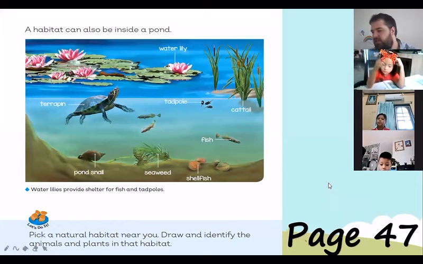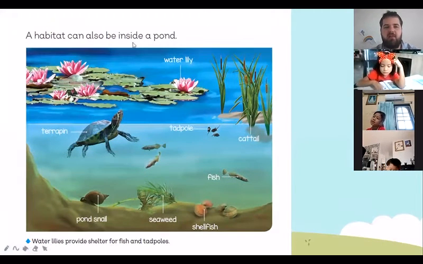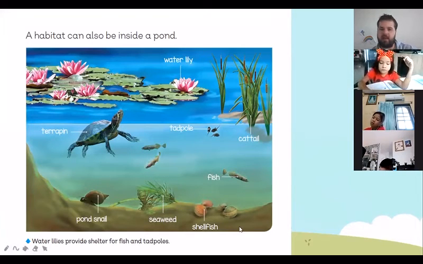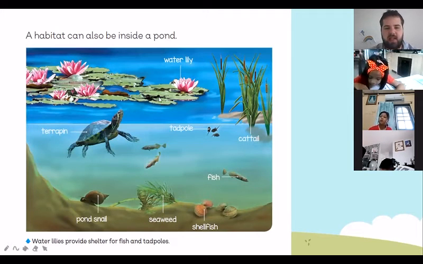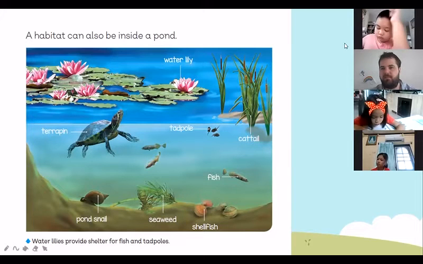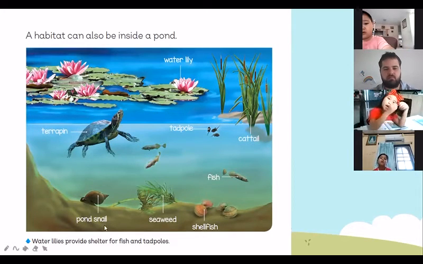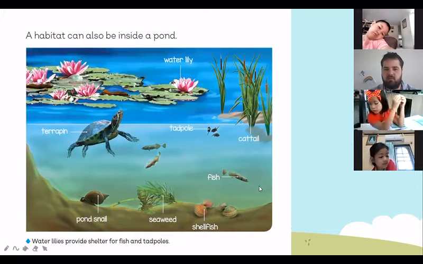Page 47. And over here we have inside a pond. So this is our pond. We had near our pond, now we have in the pond. Let's look at the animals inside the pond. Lots of animals. We'll start at the bottom. We have the pond snail. Snail. Then we have a shellfish. Next we have a fish.